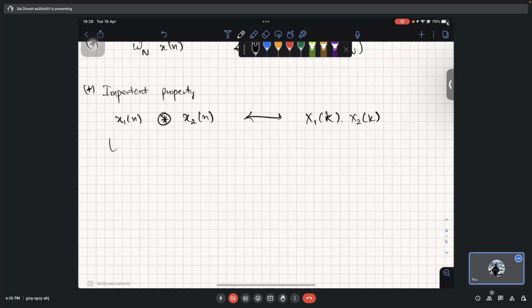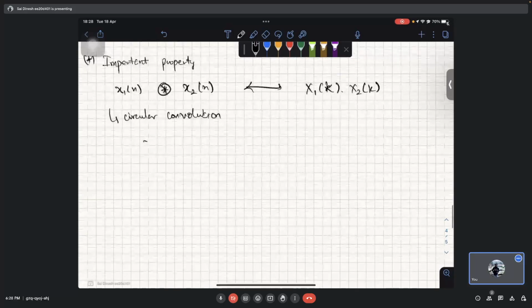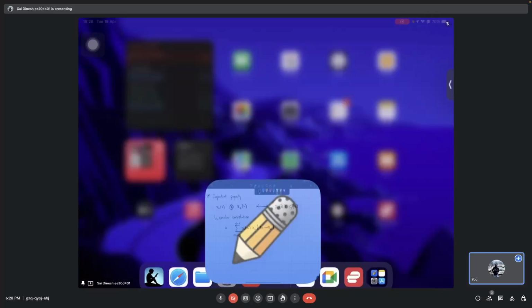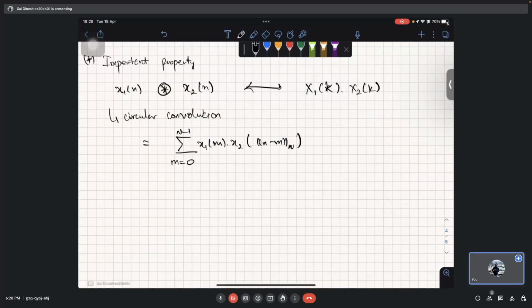So this is circular convolution, which is equal to the sum over m equal to 0 to N minus 1 of x1 of m times x2 of the circular shift of N minus m. This is the periodic circular convolution, or periodic convolution. So this is really important.